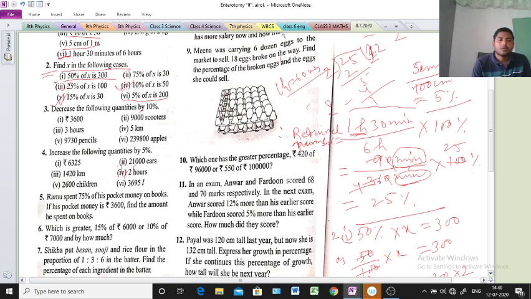Question number 3 is telling: decrease the following quantities by 10%. Very important question. The quantities given are rupees 3600, 9000 scooters, 3 hours, 5 kilometers, 9730 pencils and 2,39,800 apples. We find out what? Decrease by 10%. Okay, so how to find out the values?